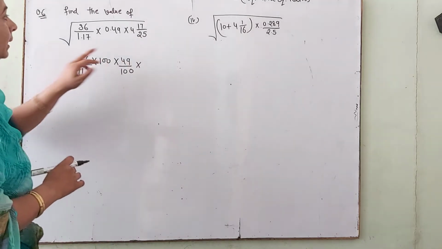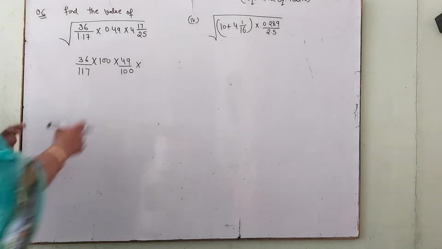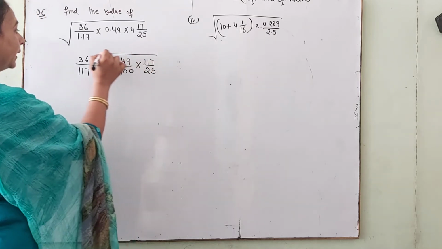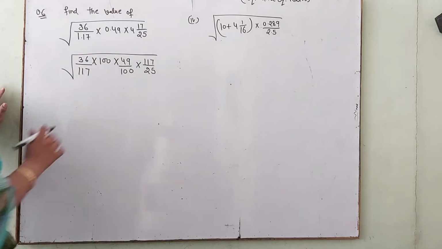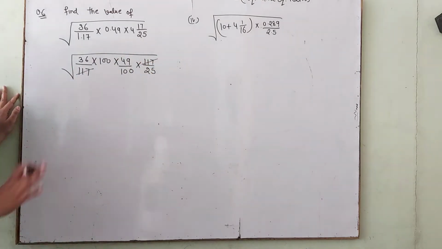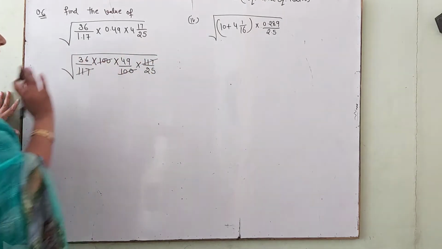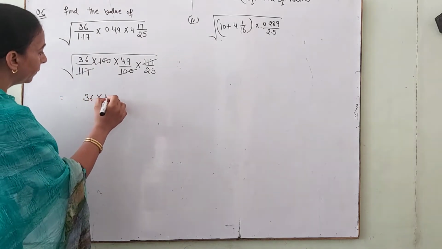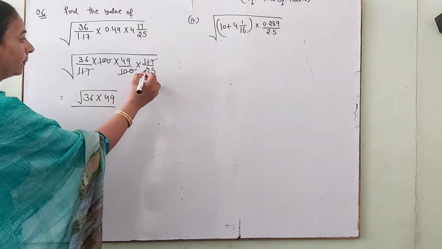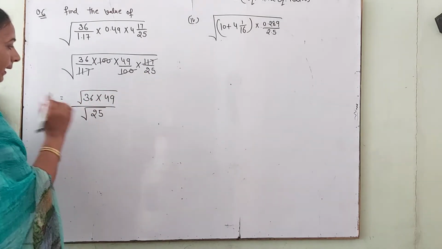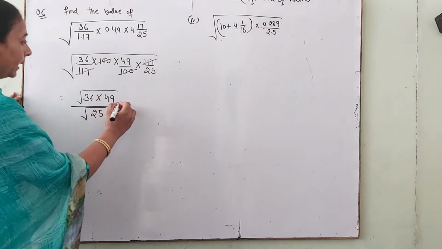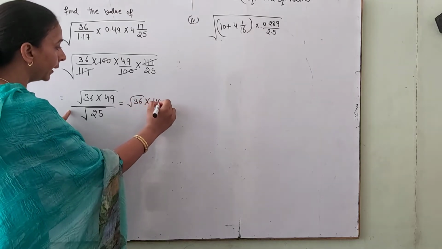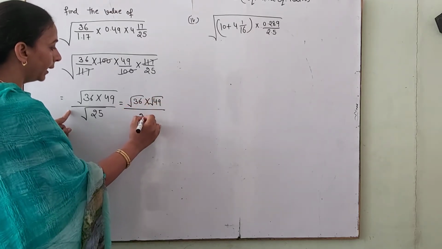We solve this in simple. 25 fours are 100, 117, then 117 by 25, and we have this. Okay students, 117 divided by 117, 100 to 100 and cancel. Okay, next we have 36 multiply 49 and divided by 25. We write this in big. Okay, again we write this also. 36 root multiply 49 root and divided by 25.